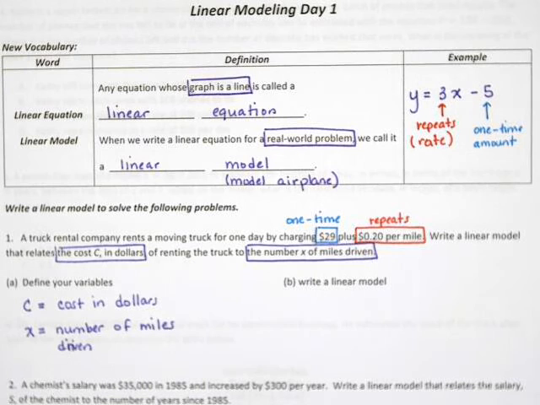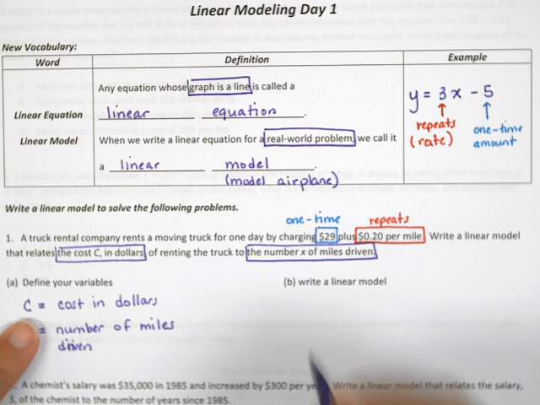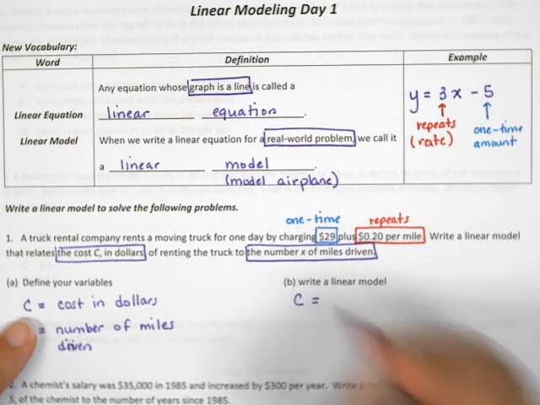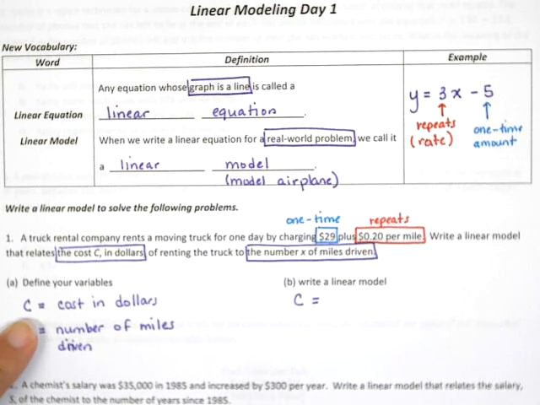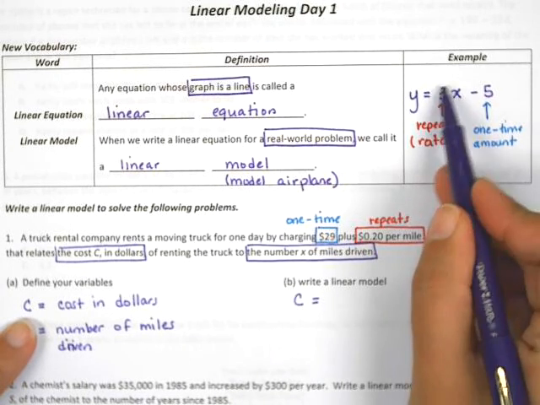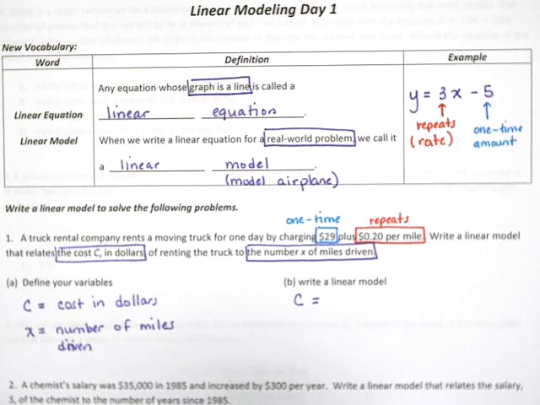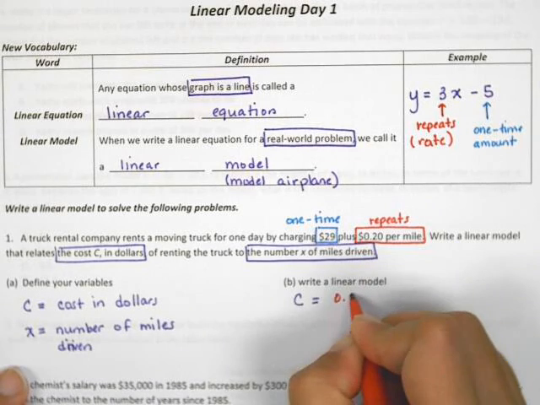So I go to the counter at the truck rental place, I give him $29, I drive for a while, I come back, and I have to pay an additional 20 cents for every mile that I drove. So now let's see if we can set up the equation. C is going to stand for the total cost that I have to pay. Now the repeater number is like the slope, it's the rate. So this 20 cents would go next.